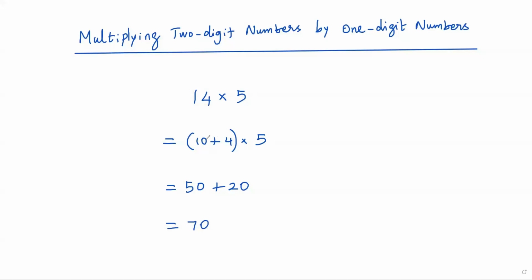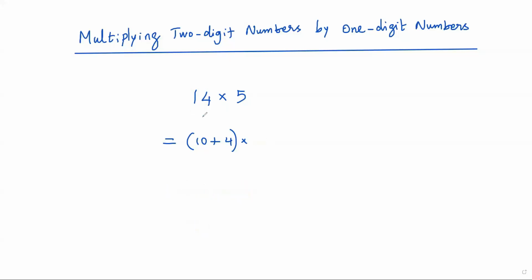So this is the basic idea. First step, we break the two-digit number into tens and ones, and then multiply tens by the one-digit number and then ones by the one-digit number, then we add the results. So we got the product of 14 and 5.